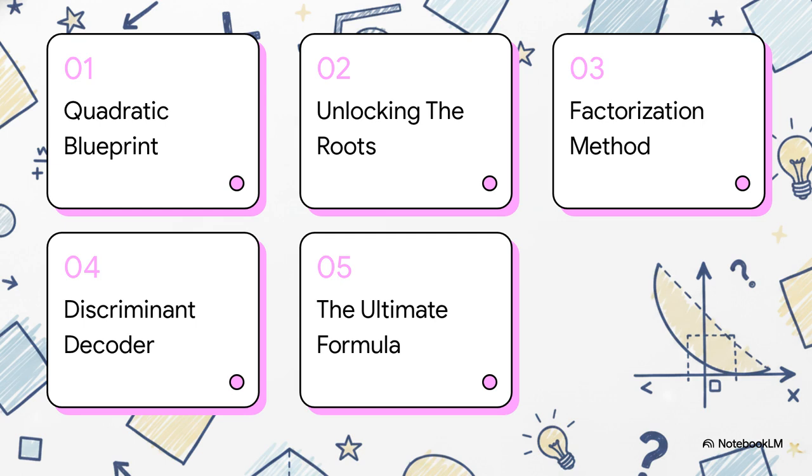Okay, here's our roadmap for today. First, the quadratic blueprint. Second, unlocking the roots. Third, the factorization method. Fourth, the discriminant decoder. And finally, number 5, the ultimate formula.